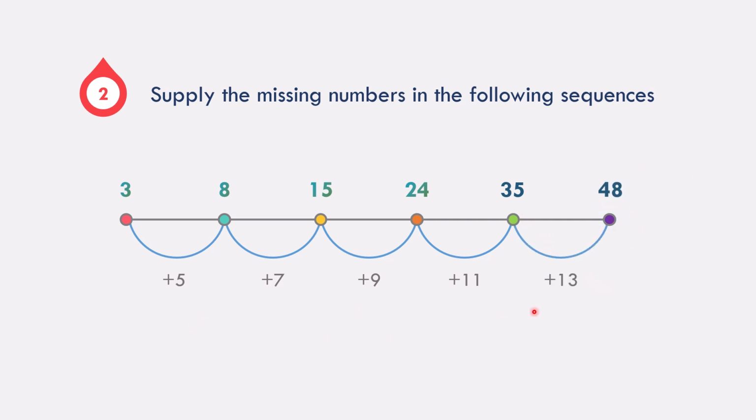As you can see in the pattern, we add 2. 5 plus 2 is 7. 7 plus 2 is 9. 9 plus 2 is 11. 11 plus 2 is 13. So 24 plus 11 is 35. 35 plus 13 is 48. So the missing numbers are 35 and 48.